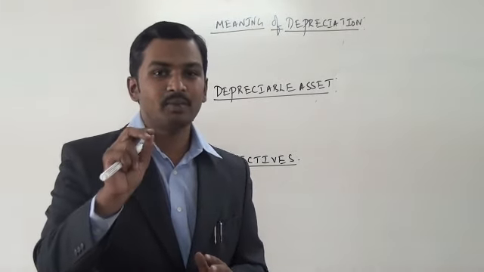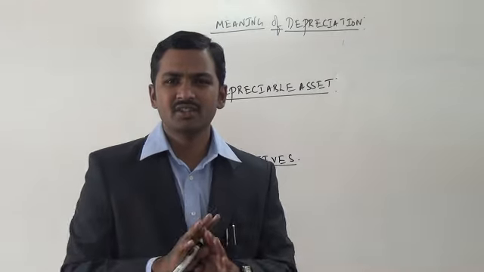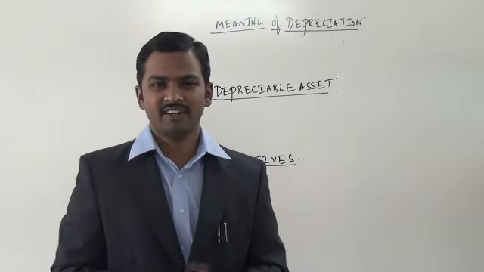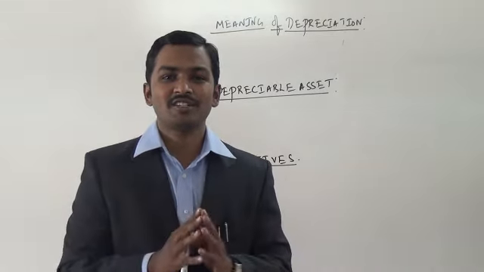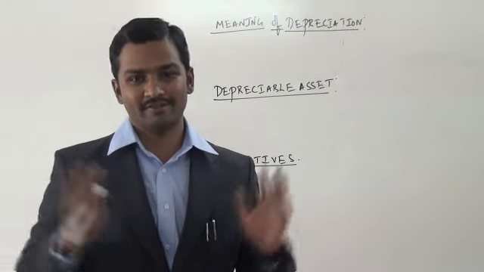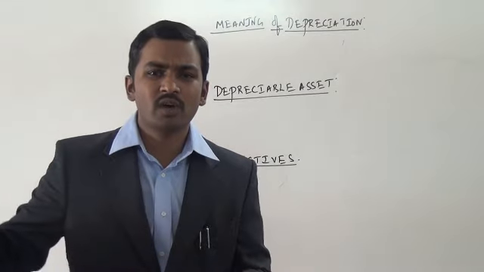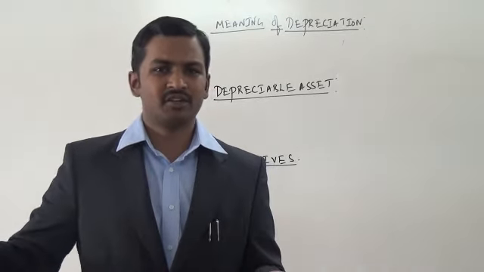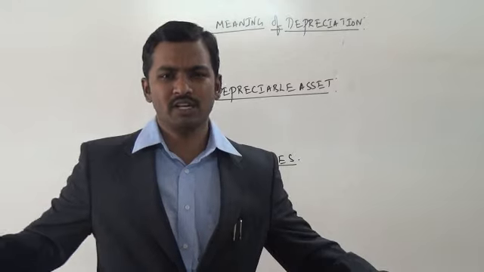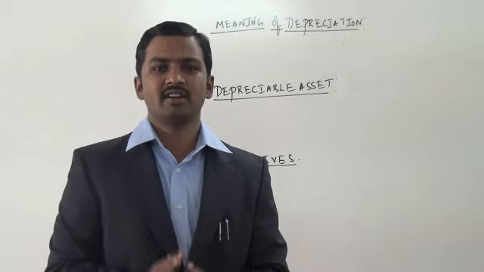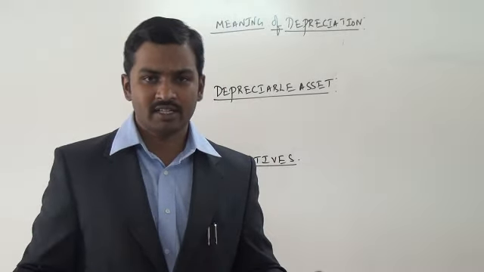See, take the example of land. Land is not a depreciable asset. Why is land not a depreciable asset? Because it has unlimited useful life. It cannot be called a depreciable asset. Land does not lose its value due to use, effluxion of time. Land never becomes obsolete, it will never become outdated. That is why land is not a depreciable asset.